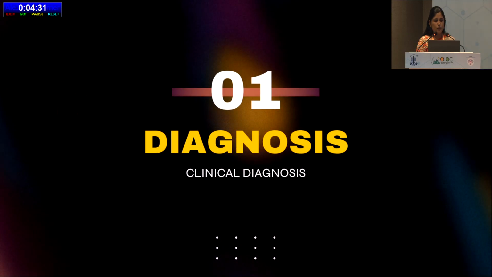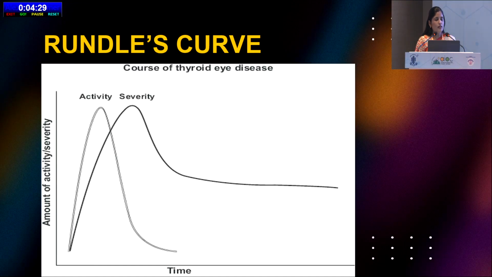Starting with diagnosis. So this is Rundle's curve, which holds good for any autoimmune disease. There's activity and severity. Activity denotes the function of inflammation and severity denotes the functional or the cosmetic deficit. And the aim of any modality of treatment would be to blunt the peak of the activity curve and also to shorten the duration of the activity and the severity curves.